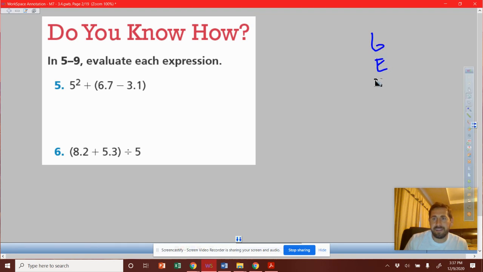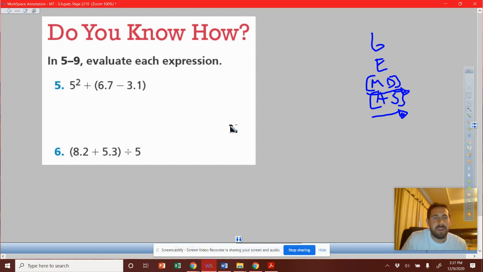So I like to do a GEMDAS tower. M and the D are grouped together in the tower, and the A and the S, addition, subtraction, are grouped together. Because when these are the only operations you have, you just do them left to right. So you don't pick subtraction and do that before you do addition. You don't do division before you do the multiplication. Whenever you have these, you just do them left to right.